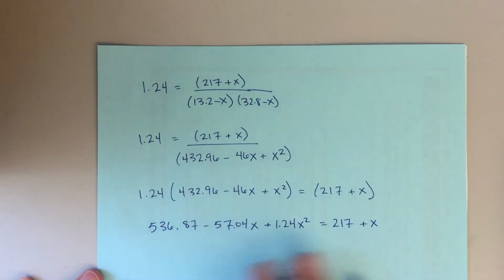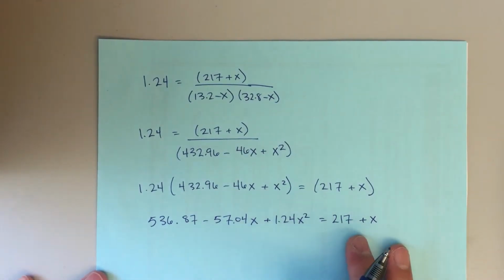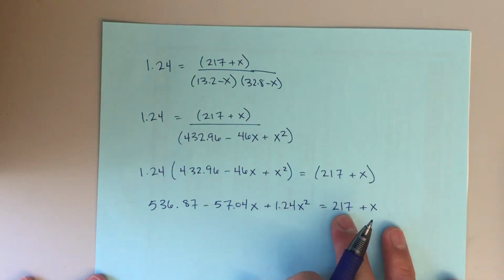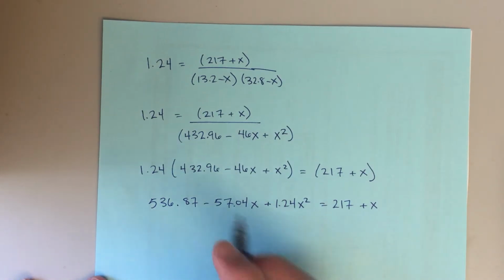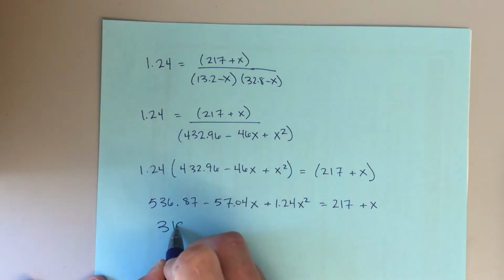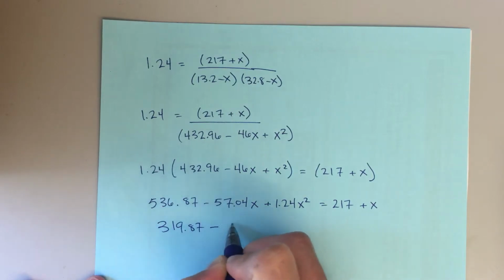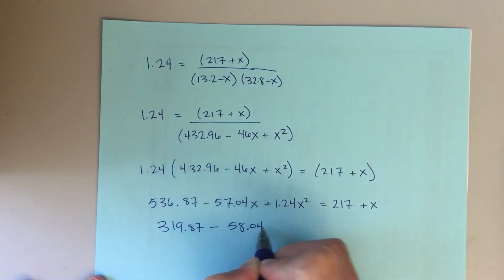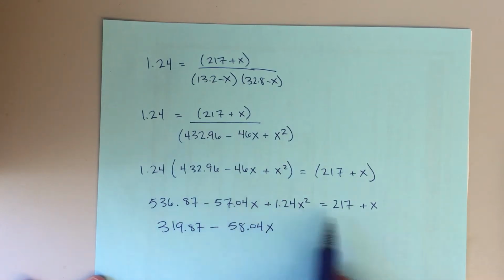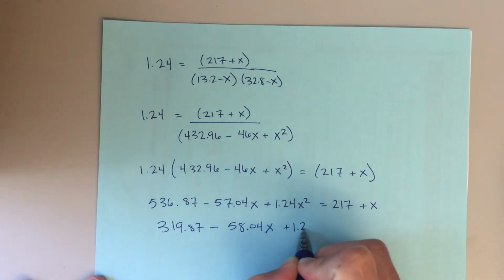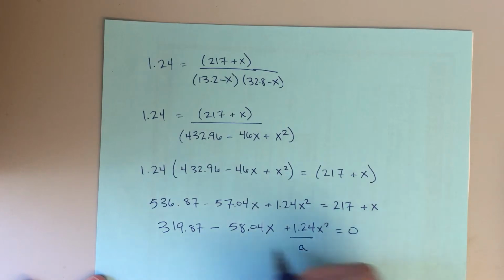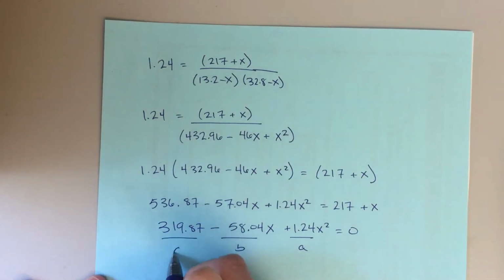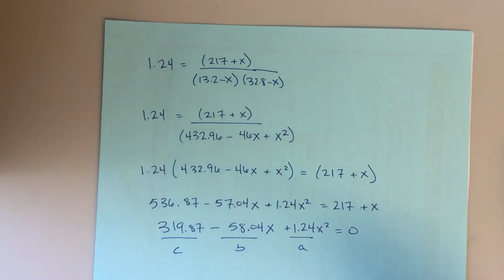And now the goal is to group things together, and I want one side to equal 0. So if I subtract 217 and x from each side, I will end up with 319.87 minus 58.04x. Keep in mind that since it's minus 57 and we're subtracting x, it becomes minus 58.04x, plus 1.24x squared equals 0. So now this is going to be my a value, this is going to be my b value, this is going to be my c value for the quadratic formula.